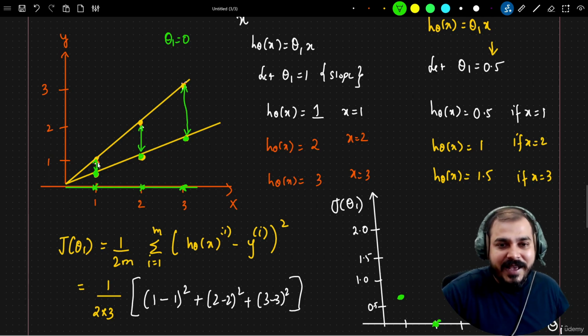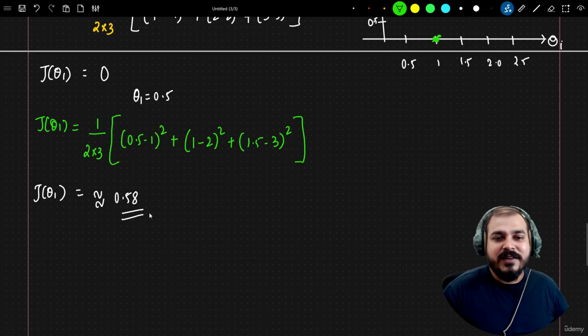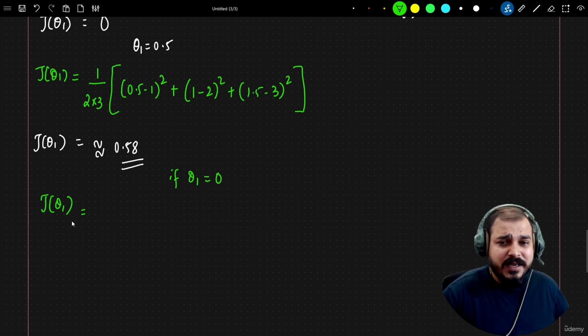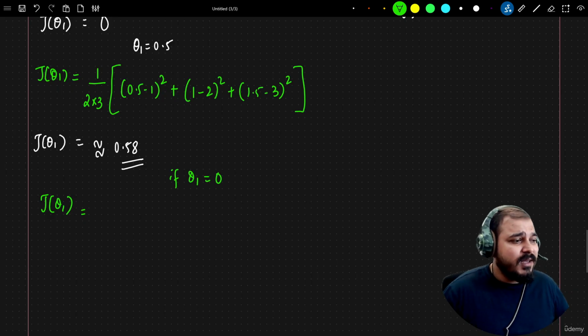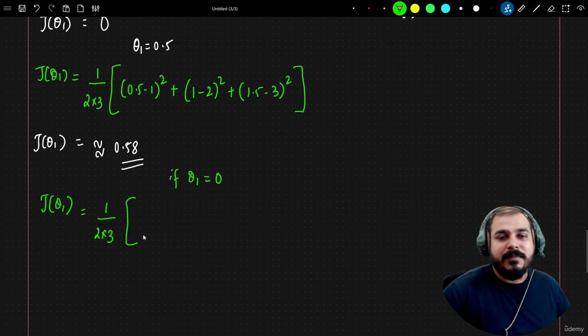And obviously the error will still be higher. Then when I try to calculate J of theta 1, if my theta 1 is equal to 0, in this particular case, what will happen? J of theta 1, just try to compute it. It will be very simple. Here I will write 1 divided by 2 multiplied by 3.